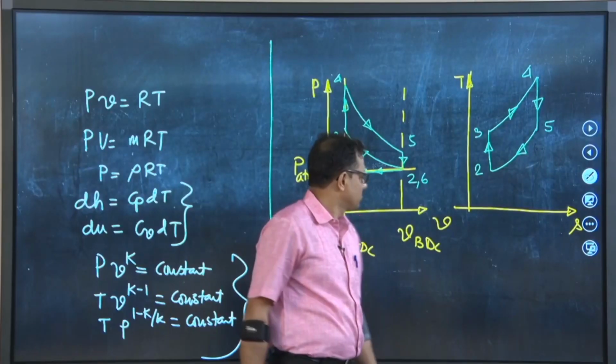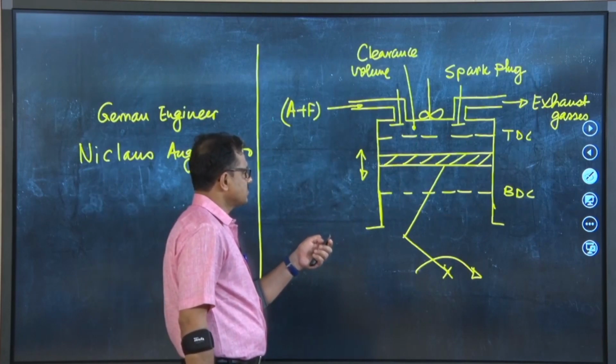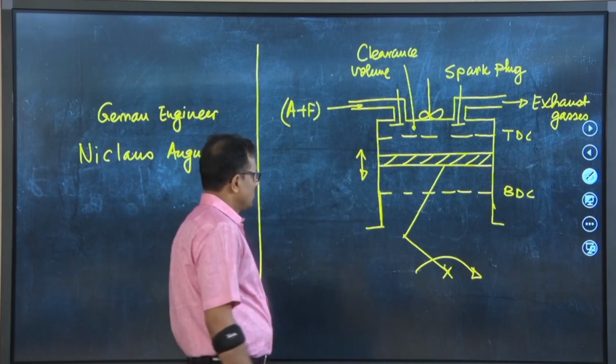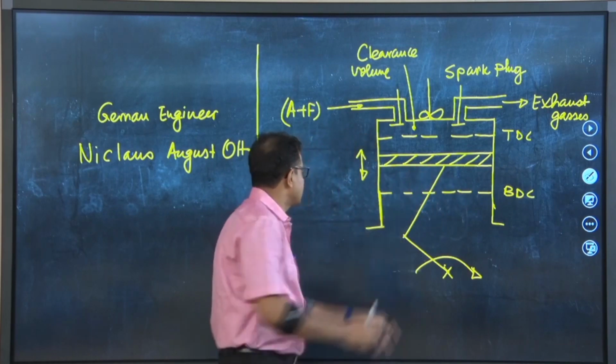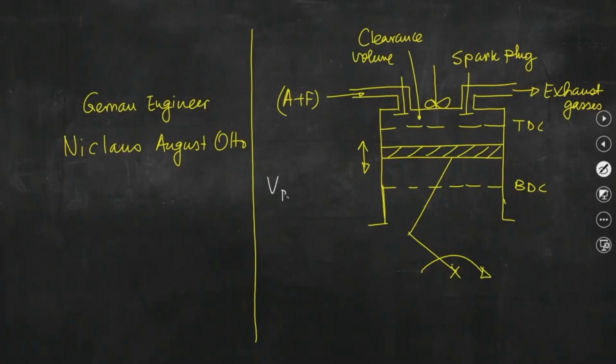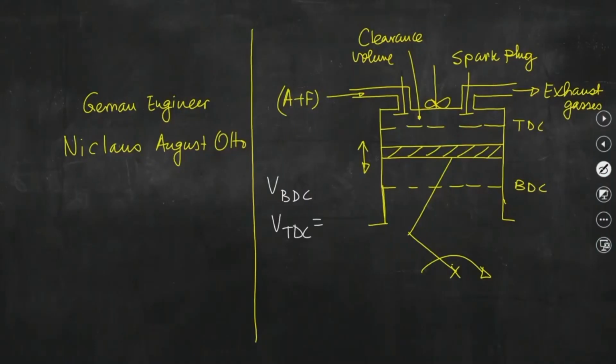Now, let me introduce one term that is very important. You know that the piston essentially moves between two locations, that is BDC and TDC. When the piston is at BDC, the volume of the working substance is VBDC. When the piston is at TDC, the volume of the working substance is VTDC. Now, the ratio of these two volumes, VBDC by VTDC, is known as the compression ratio of the engine.